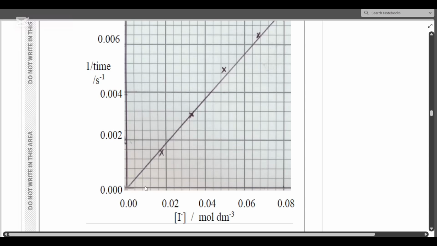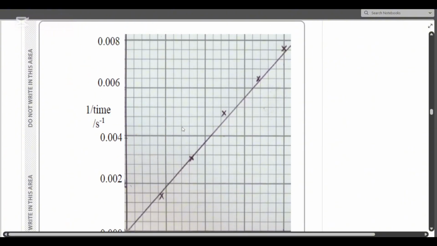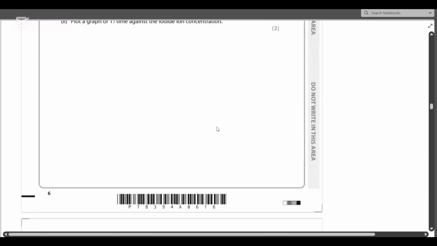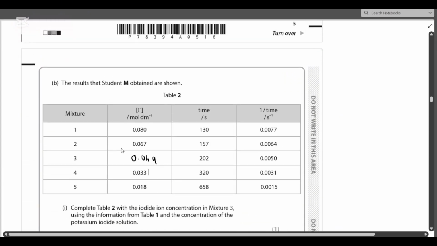A straight line actually passing through the origin, with one of the points slightly on the left side, but not intersecting the main line, to be honest. But still, this is the graph when you plot from the table provided.